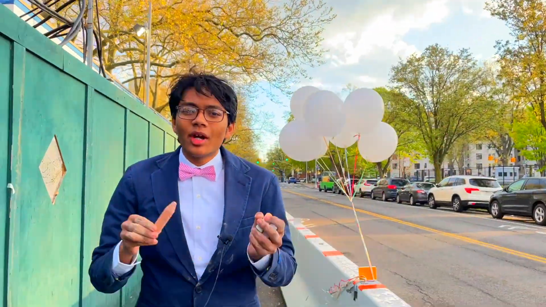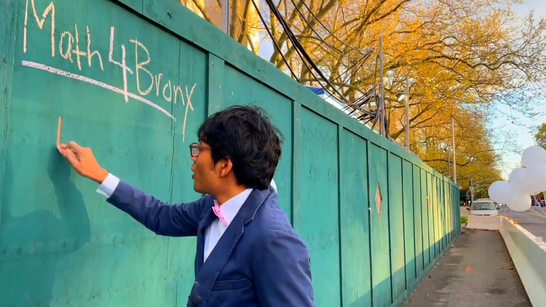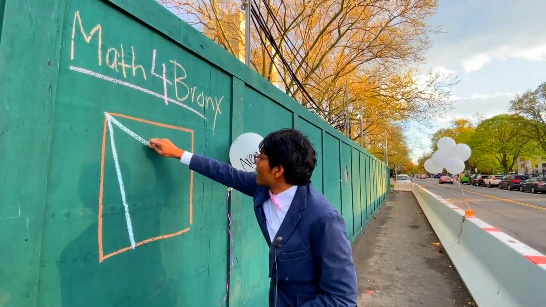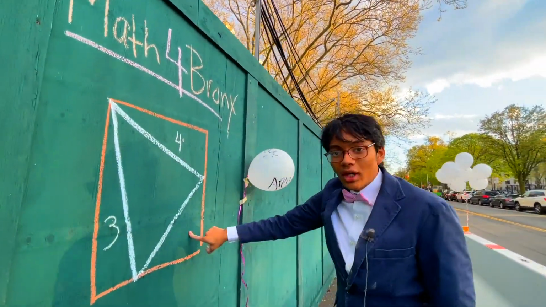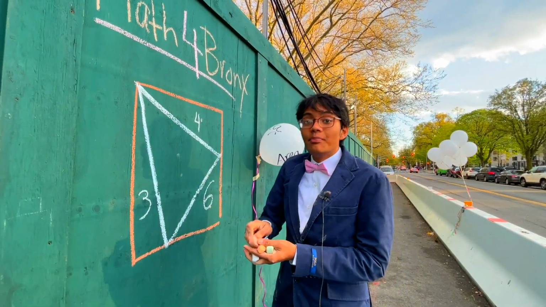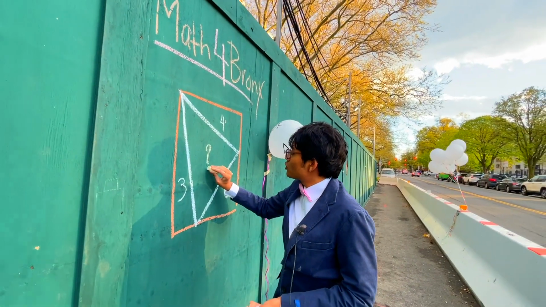Today we're going to be talking about area. Specifically, we're going to be talking about the area of triangles. So let's start with the square right here. Our goal is to determine the area of this big triangle inside. What is the area of this big triangle inside?